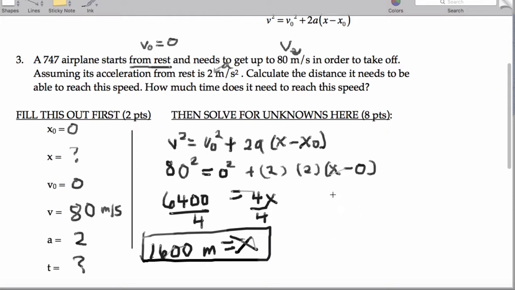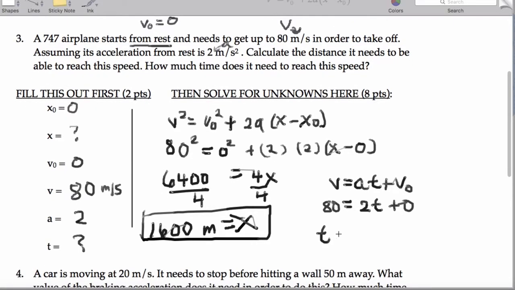Now let's get the time it takes to reach the speed. We'll use the first formula because it's the easiest one to work with. That's v equals at plus v naught. So we have 80 equals a times t, starting at a speed of 0. And when we simplify this, we're going to actually get that t is 40 seconds.